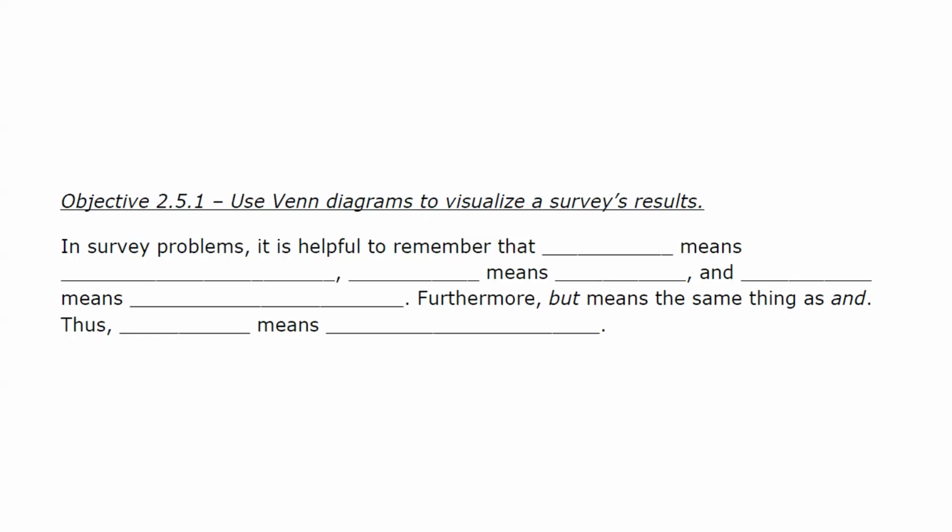In survey problems, it is helpful to remember that and means intersection, or means union, and not means complement. Furthermore, but means the same thing as and. Thus, but means intersection.